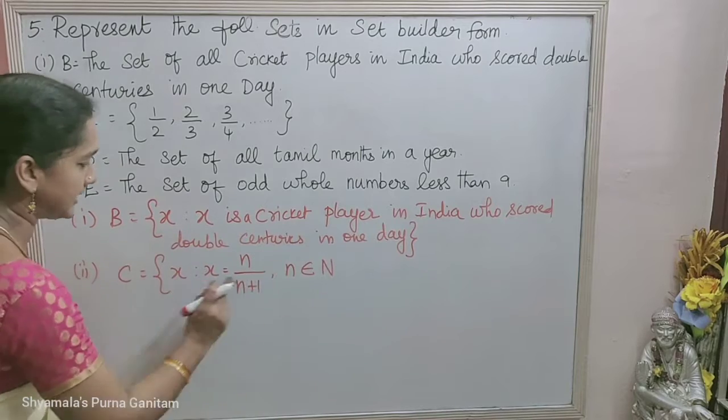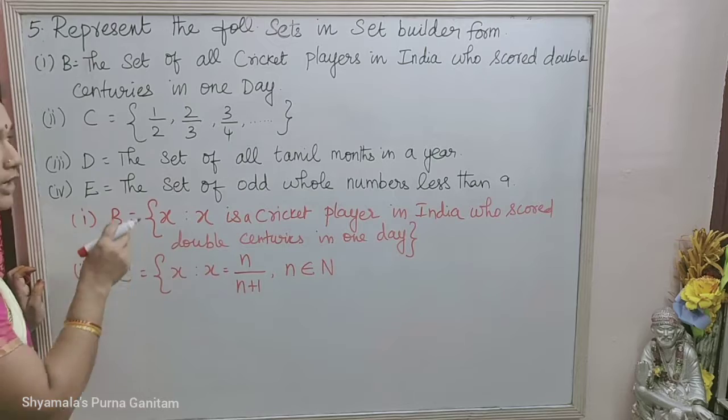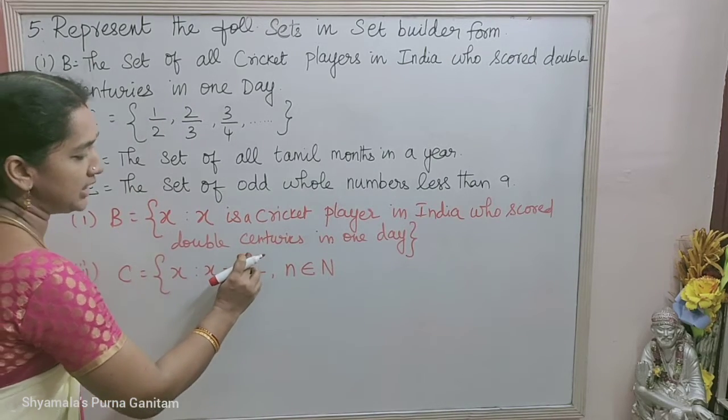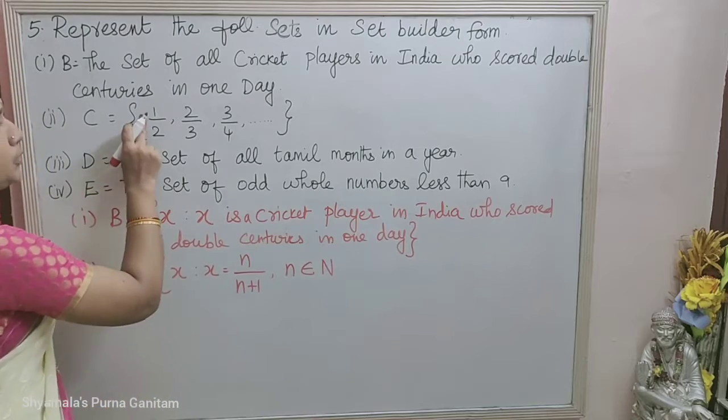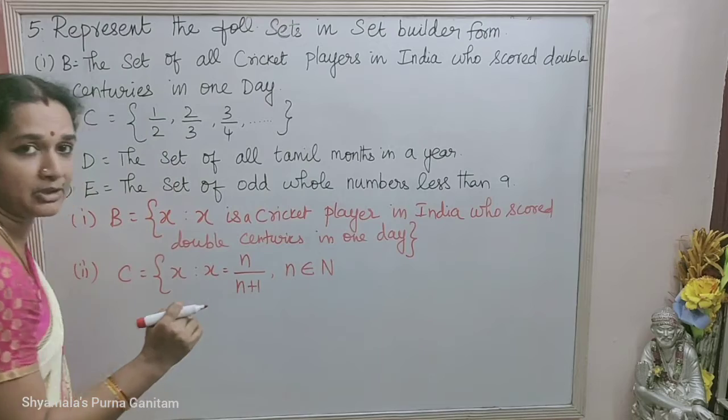Okay, so we have built a set, that is X such that X is equal to n by n plus 1. How will be the elements of that? So if you take n as 1, I have given you one more condition that it is a natural number also.